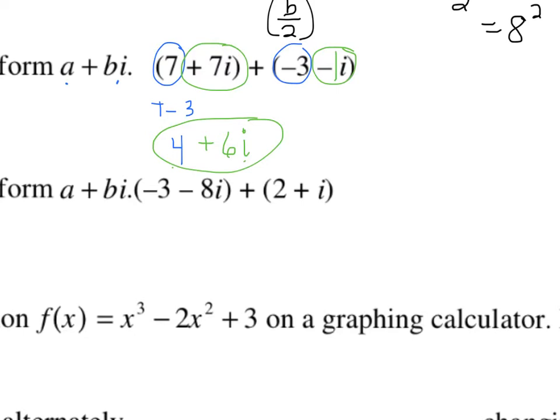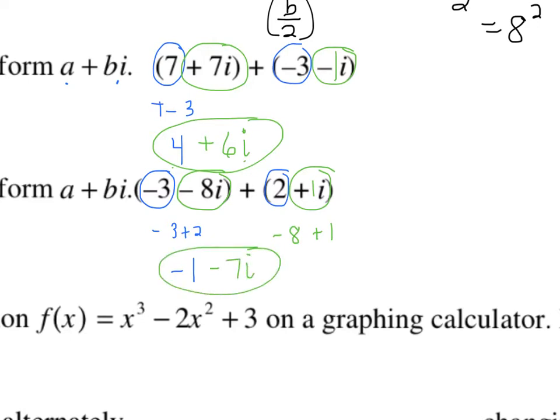Something similar will happen on the next one. The real parts are -3 and 2. So -3 plus 2 is -1. -8i plus 1i, -8 plus 1 is -7. So the -7i comes second.